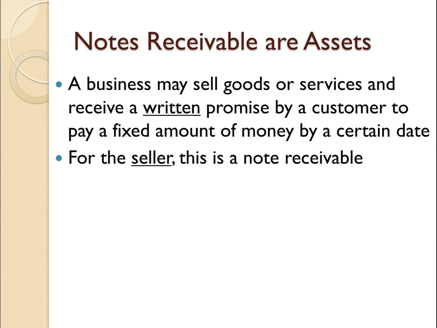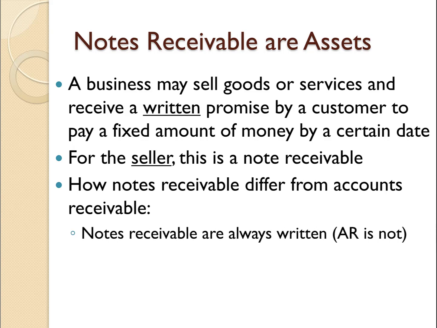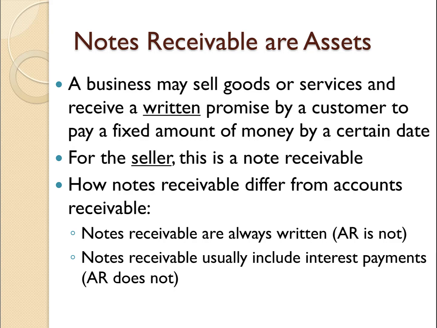So your first question should be, well, how are notes receivable different from accounts receivable? Well, notes receivable are always written. Accounts receivable is not written. So when it says it's written, it just means it's a contract. So notes receivable usually include interest payments. Accounts receivable does not. So because you're going to charge someone interest, you need to have them sign the contract. That's why it says in the first bullet point that it's always written.